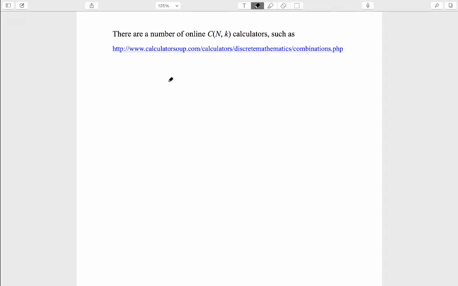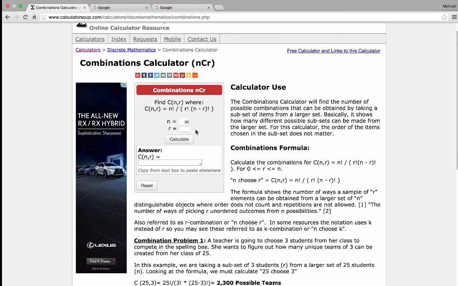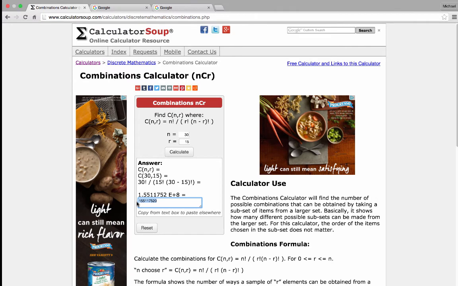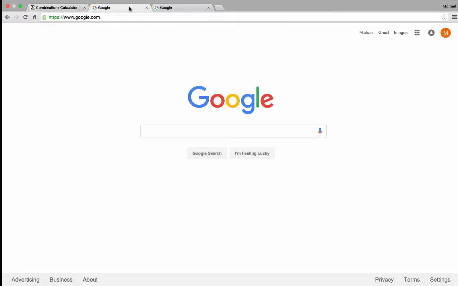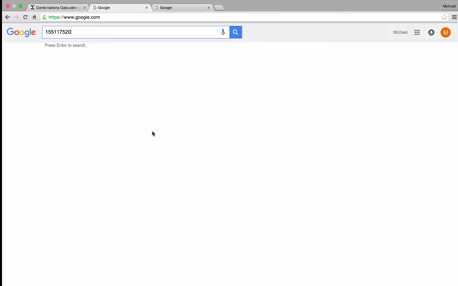Here's one of them. We just input 30 for n and 15 for r. This is the number of outcomes in our event. That's still not the probability. We still need to divide this by 2 to the 30th. Just to illustrate one way of doing this online, there are lots of online calculators, but you can actually have Google do the computation for you.